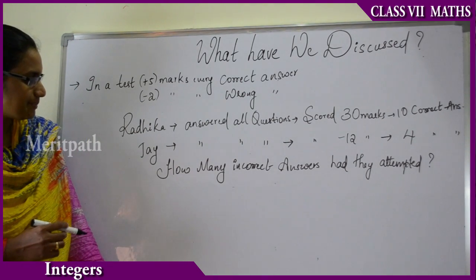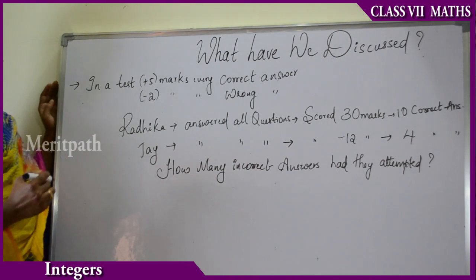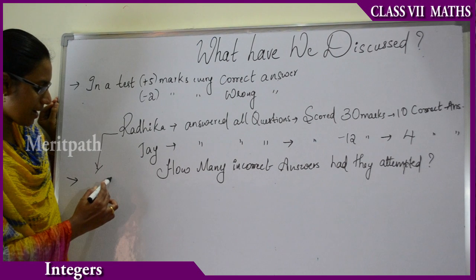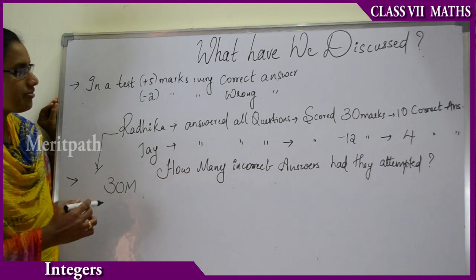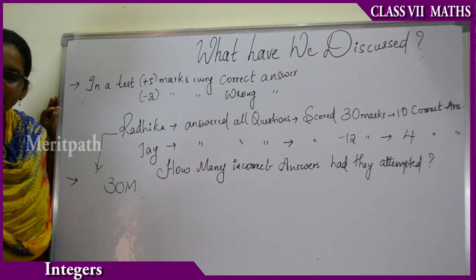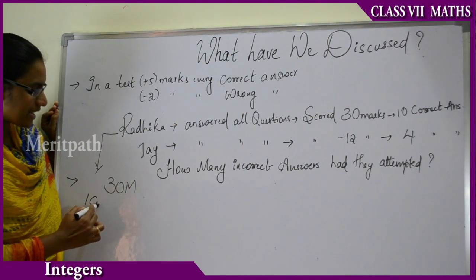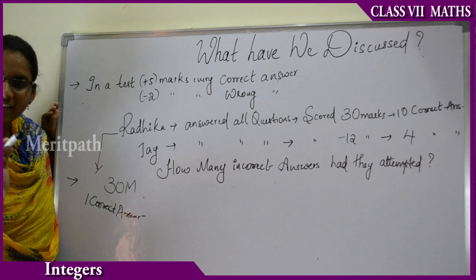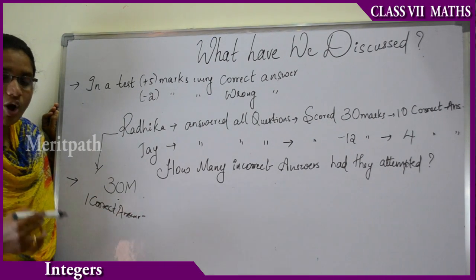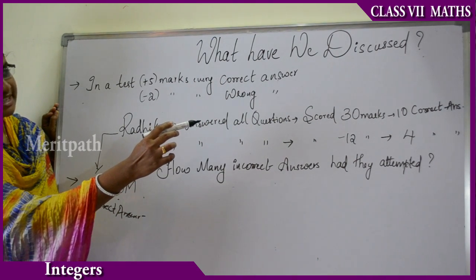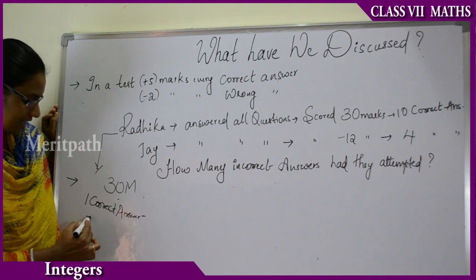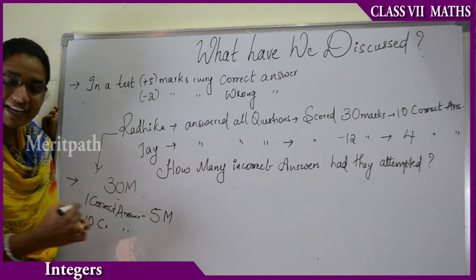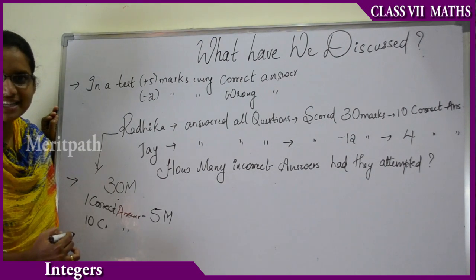Let us take Radhika first, and calculate how many wrong questions she has attempted. Radhika scored 30 marks, as given in the question. For every correct answer, we will be awarded 5 marks. In the question itself it is given that she attempted 10 correct answers. Therefore, for one correct answer, 5 marks, and for 10 correct answers, it will obviously be 10 into 5, that is 50 marks.